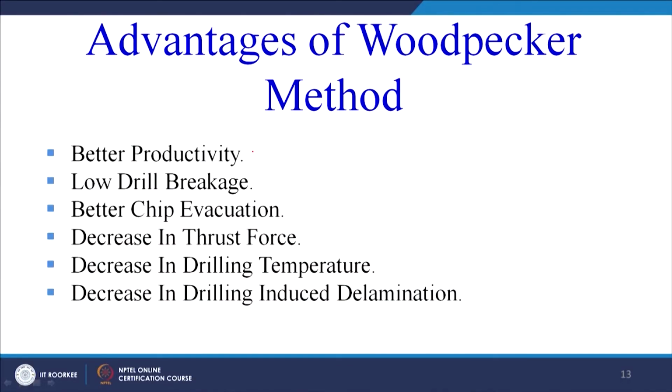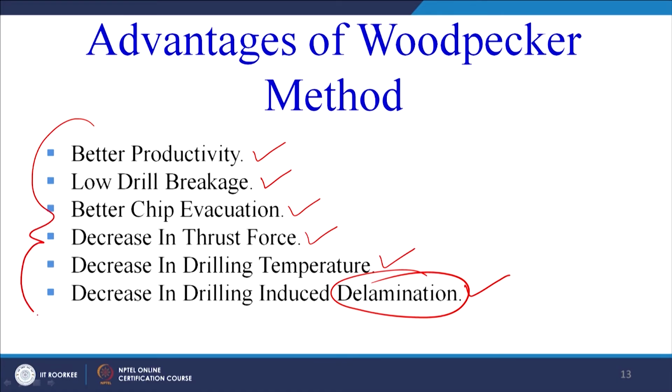Now what are the advantages? Well, let us quickly go through the advantages. Better productivity, low drill breakage, better chip evacuation, decrease in the thrust force, decrease in the drilling temperature, decrease in the drilling induced delamination. So you can see all these advantages are associated with the woodpecker drilling cycle. So wherever possible we can go for this type of drilling strategy in making holes in polymer matrix composites.